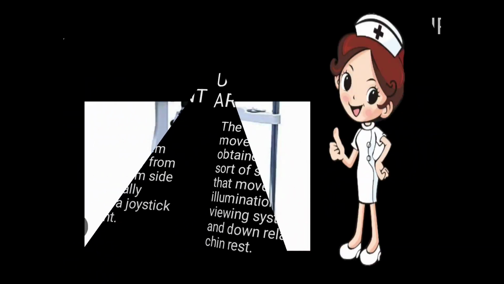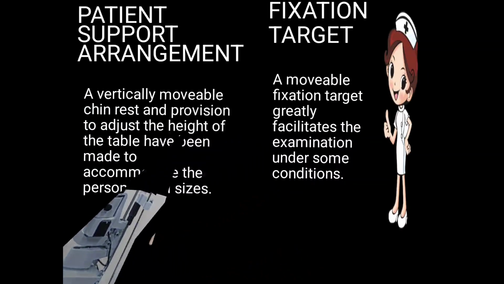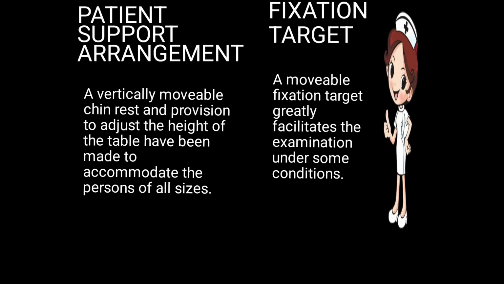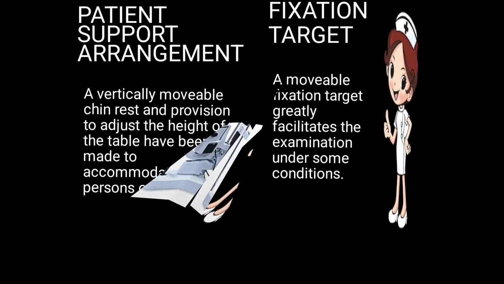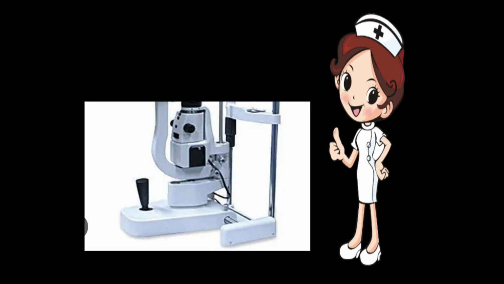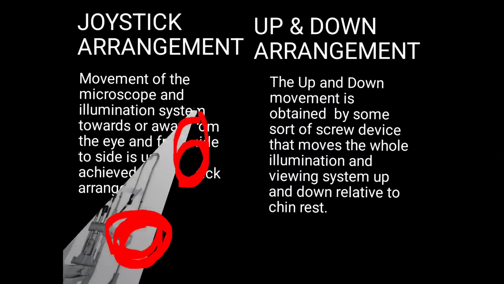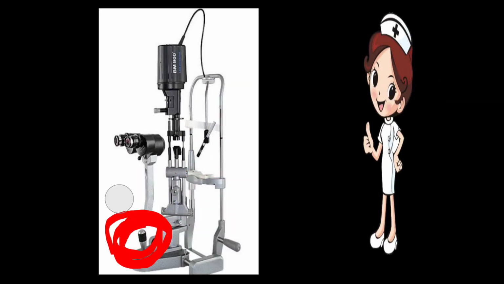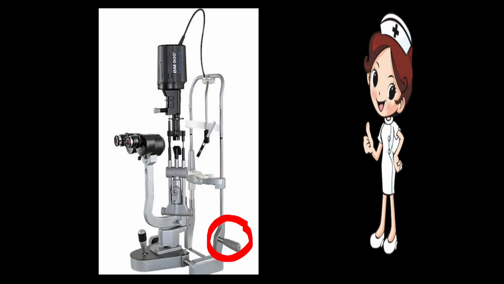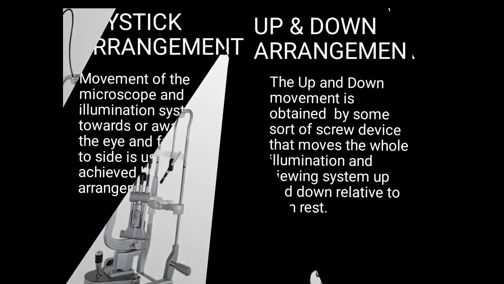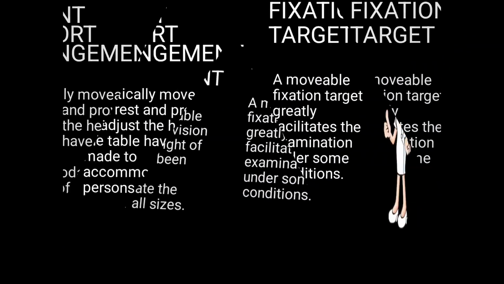Next one is patient support arrangement and the fixation target. Okay, now the patient support system is here. In some of the slit lamps, there is a part present here so that the patient can hold that part. Okay, for proper sitting. Here this one is shown. The patient can hold this, and comfortably the patient can sit here so that the examiner can examine the patient.